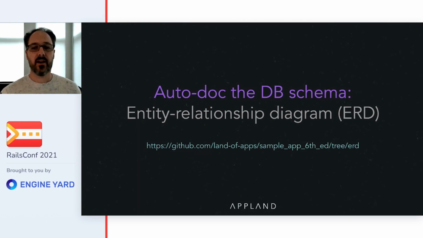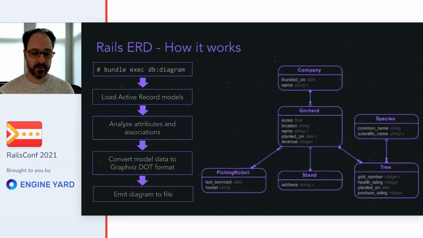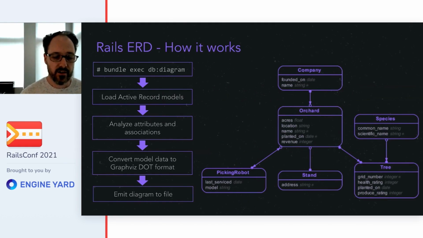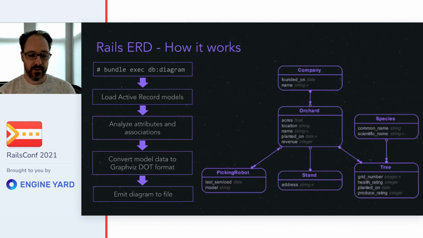Final segment will be on entity relationship diagrams. Also a branch of the sample app 6th edition fork. An entity relationship diagram, if you don't know, shows the tables, columns, and relations in a relational database schema.